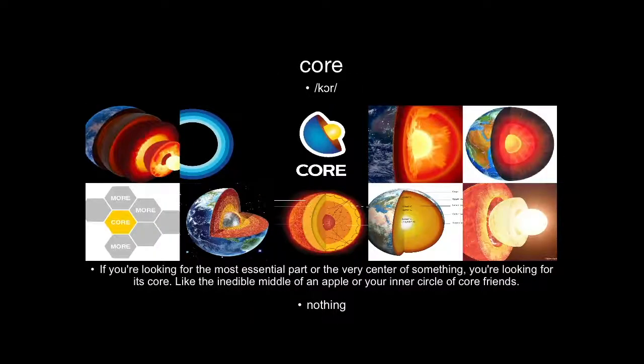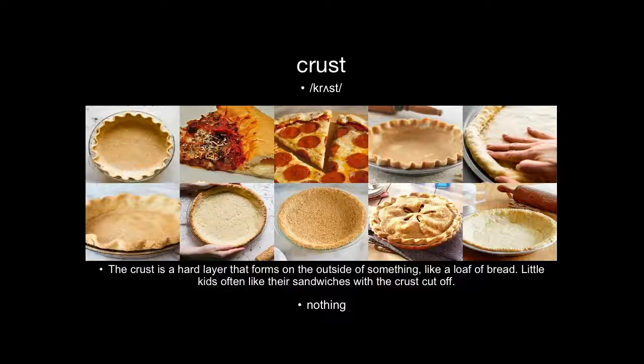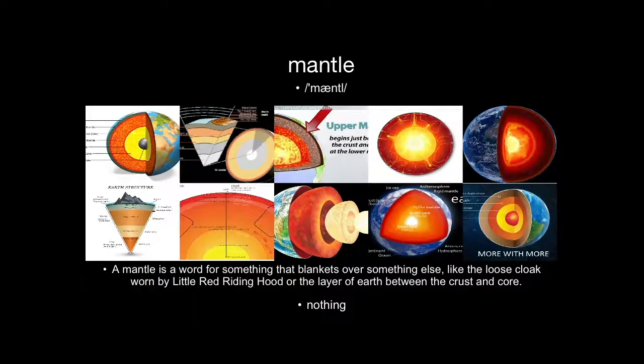Core. If you're looking for the most essential part or the very center of something, you're looking for its core. Like the inedible middle of an apple or your inner circle of core friends. Crust. The crust is a hard layer that forms on the outside of something, like a loaf of bread. Little kids often like their sandwiches with the crust cut off. Mantle. A mantle is a word for something that blankets over something else, like the loose cloak worn by Little Red Riding Hood or the layer of earth between the crust and core.